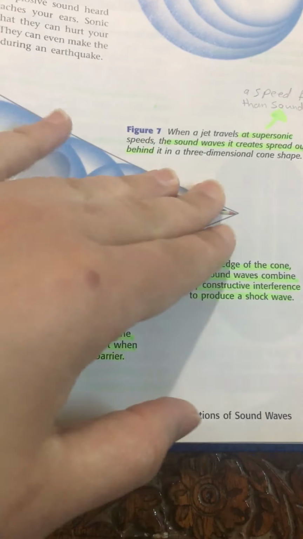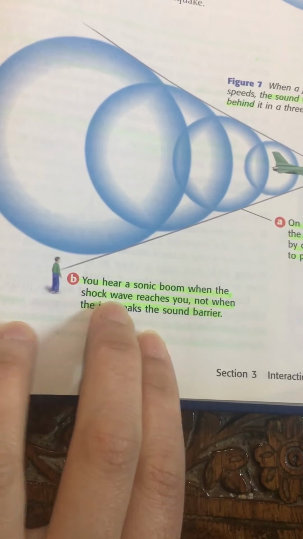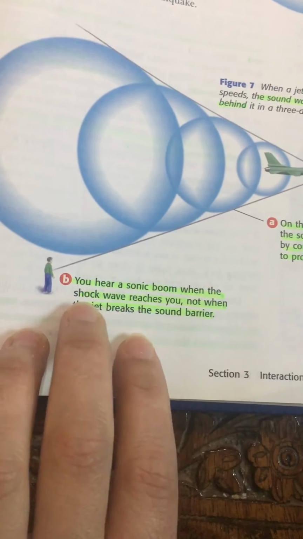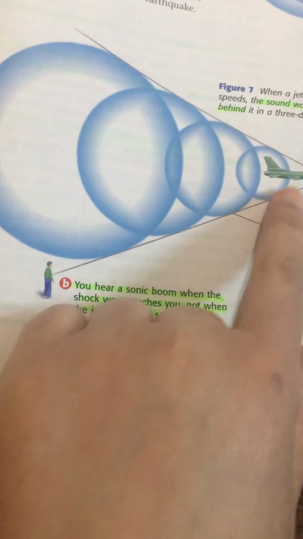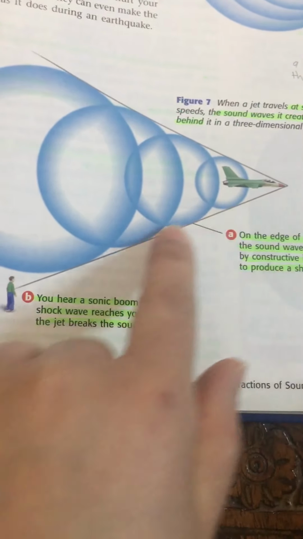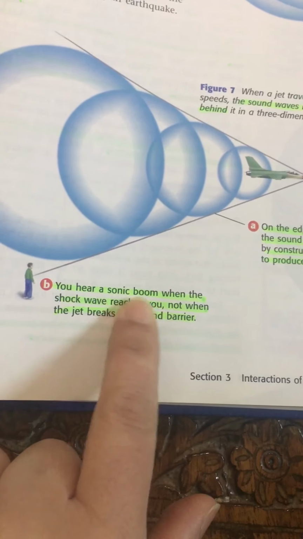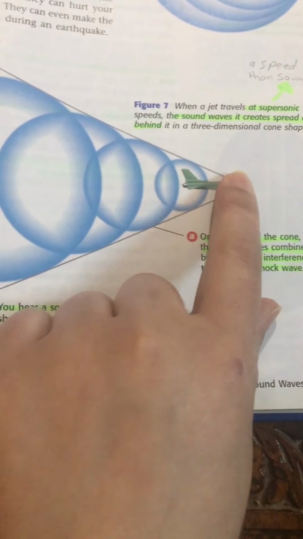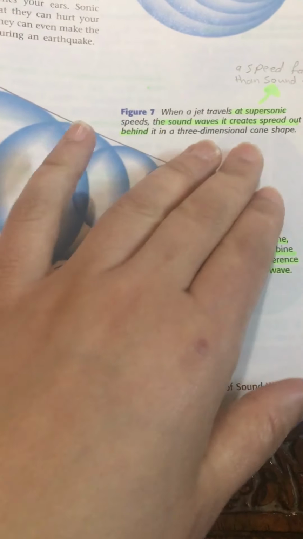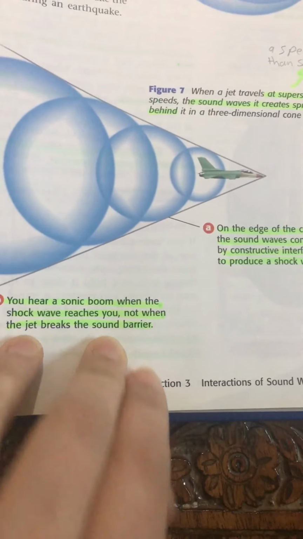When you hear the sonic boom, you hear it when the shock wave reaches you. This we call a shock wave, the edge. When it reaches you, you hear the sonic boom, not when the plane gets over the speed of sound, okay?